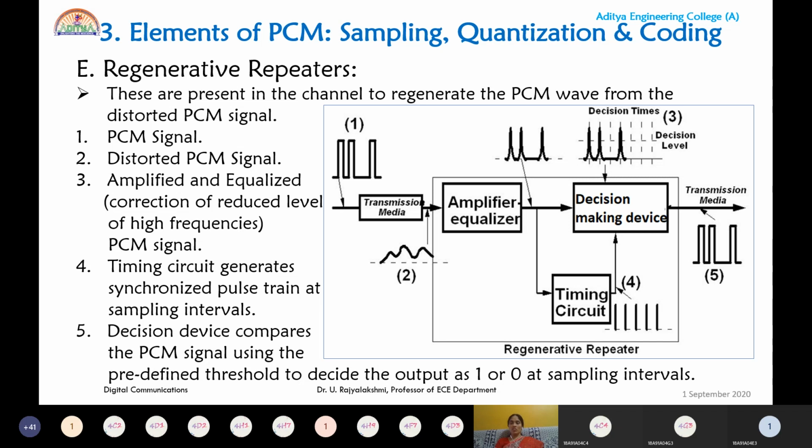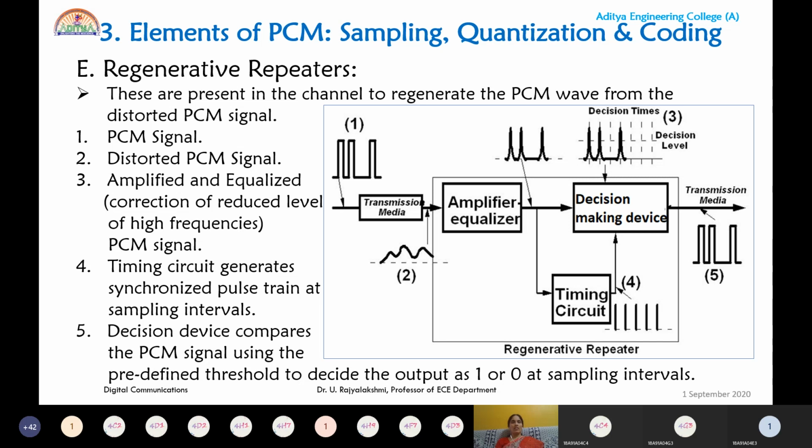So then what is the importance of this timing circuit? The timing circuit generates the synchronized pulse train at sampling intervals. This is all to extract the locations of the sampling intervals, which can be provided by the PCM signal itself.